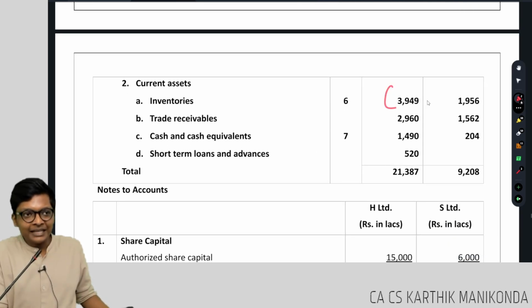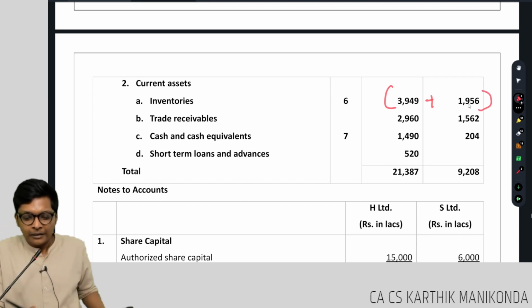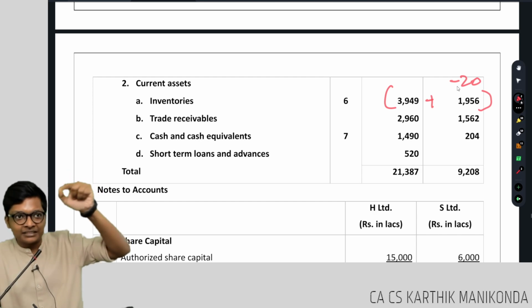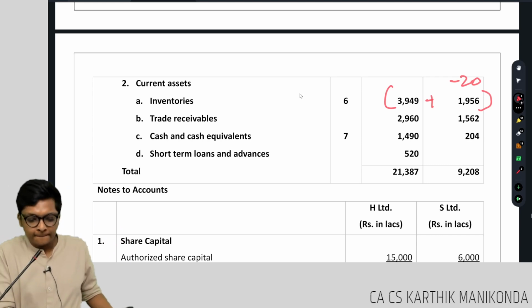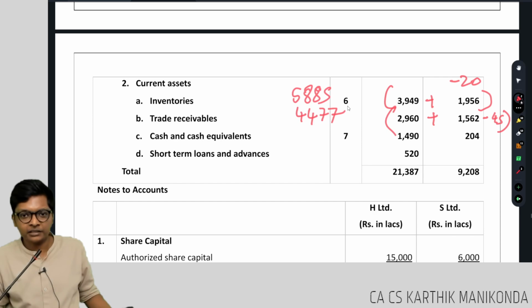Inventory will be 3949 plus 1956. Will anything else come? Minus 20. Stock reserve. If you reduced in liability side reserves, I have to reduce in stock reserve also. Minus 20. How much? 5885. Trade receivables, you know better than me, guys. 2960 plus 1562 minus 45. How much? 4477. Clear, guys?